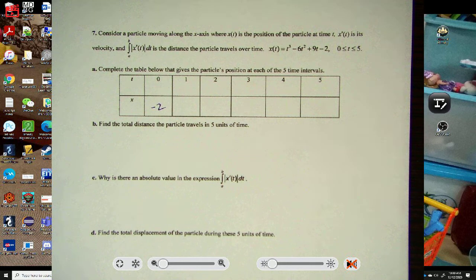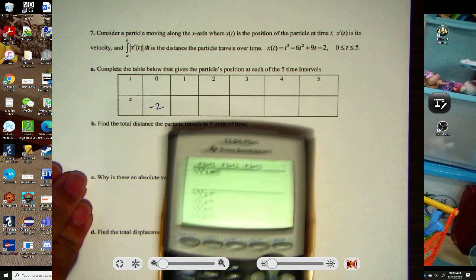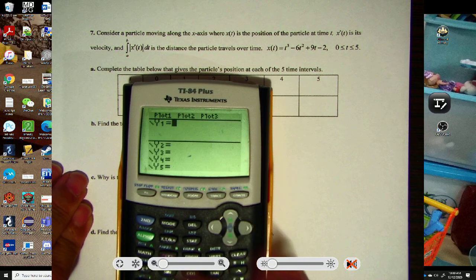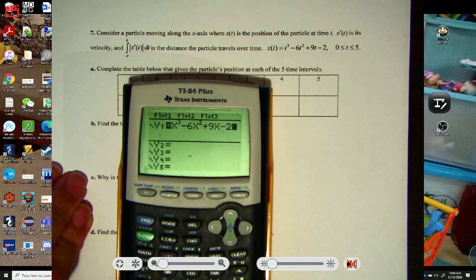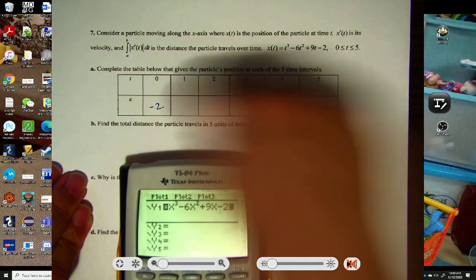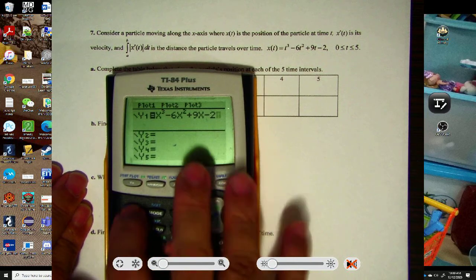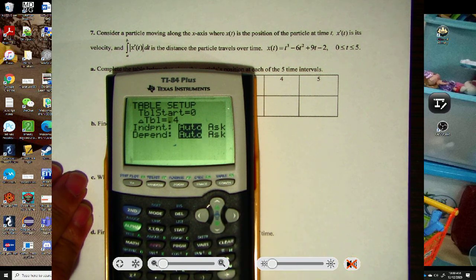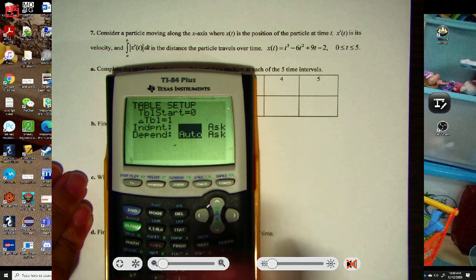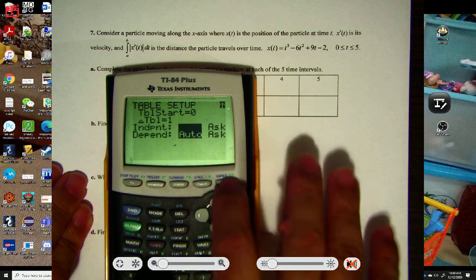Time to resort to the calculator. All you're doing is plugging it in. So I want to plug that into the calculator: x cubed minus 6x squared plus 9x minus 2. It's going through 5, so I'm going to do a table setup. I'm going to start at 0, and my delta table is just 1. Then go to the table.